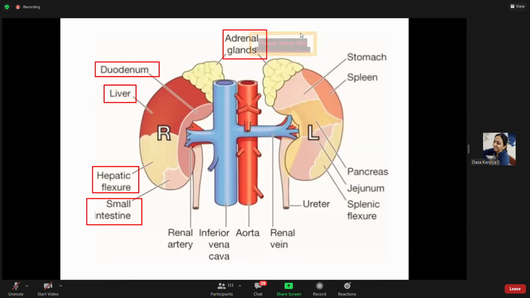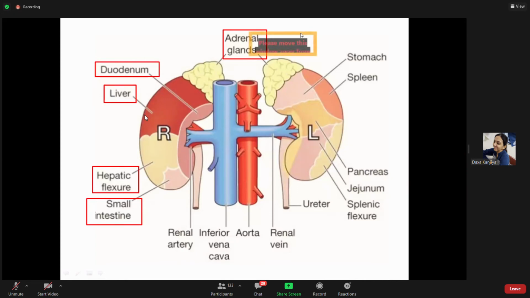See, whenever you draw this diagram in your exam, you have to remember the particular portion of the kidney related with the particular part. Right, it is not that you draw the impression of the liver and the duodenum just anyhow. You have to remember the area covered by each part. As for example, duodenum. The duodenum is related with the anterior surface nearer to the medial border.